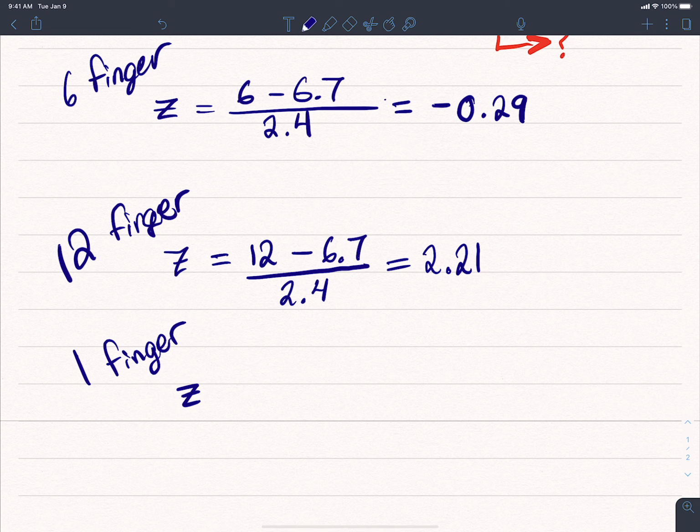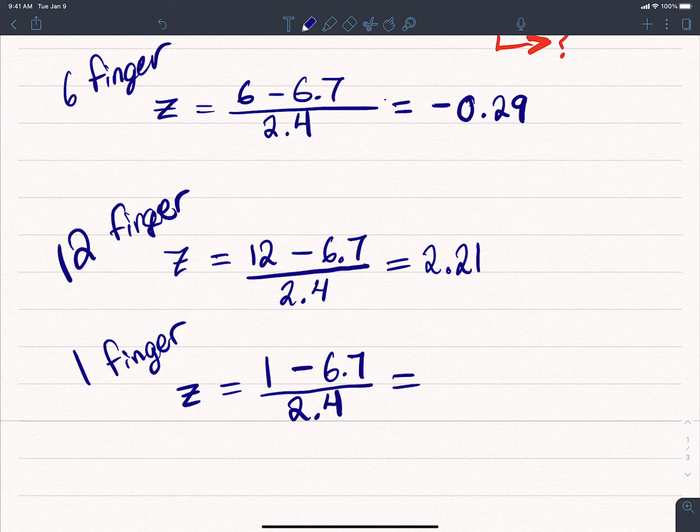What's the 1 finger alien z-score? How are we going to do that? What are we going to put for x? 1. And we're going to do 1 minus what? 6.7. 1 minus 6.7, and then we're going to divide it by 2.4, the standard deviation. And what do we get when we do this? Well, 1 minus 6.7, that's going to be minus 5.7. So negative 2.37, negative 2.4.